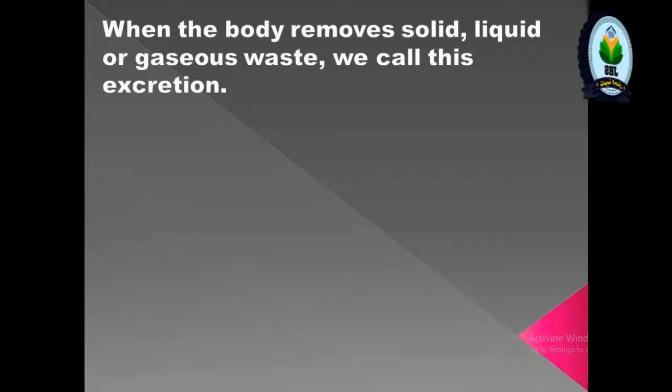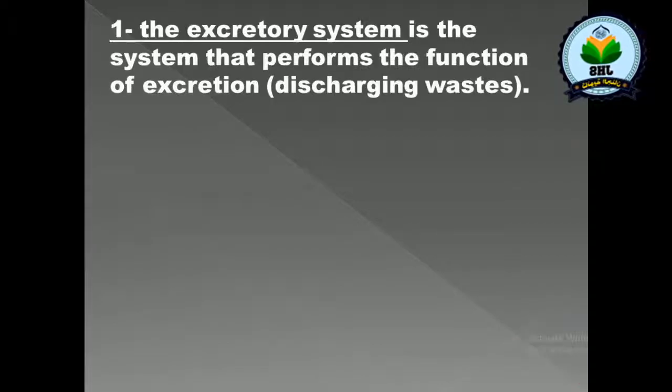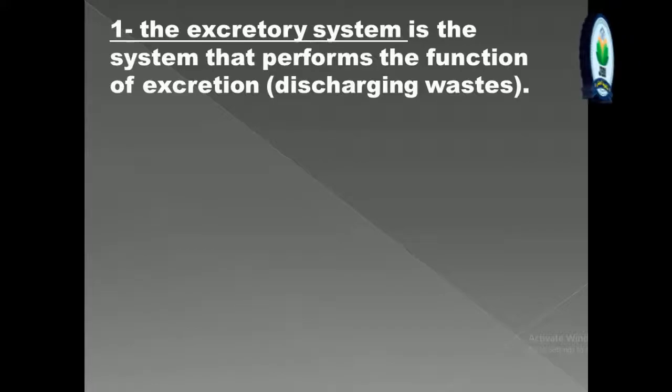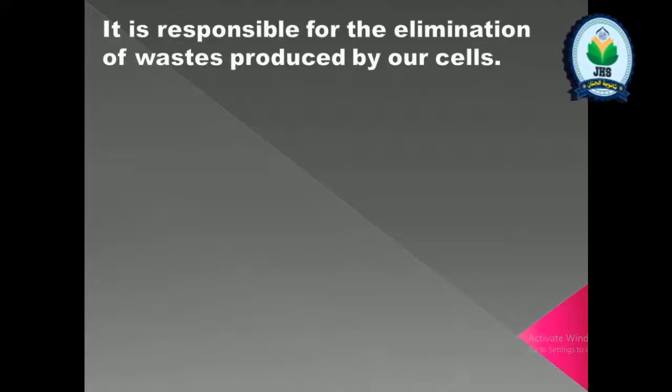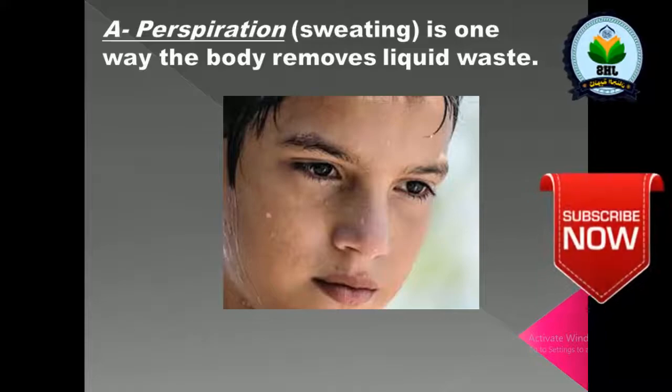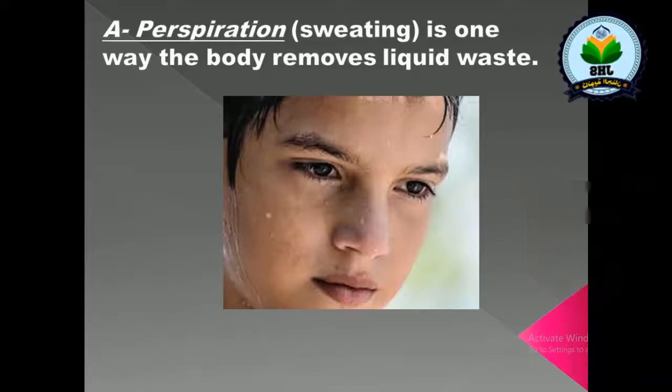When the body removes solid, liquid, or gaseous waste, we call this excretion. So the excretory system is the system that performs the function of excretion, or discharging wastes. It is responsible for the elimination of waste produced by our cells. We have two ways to eliminate liquid waste from our bodies: perspiration or sweating, and urination. First, we will talk about perspiration.